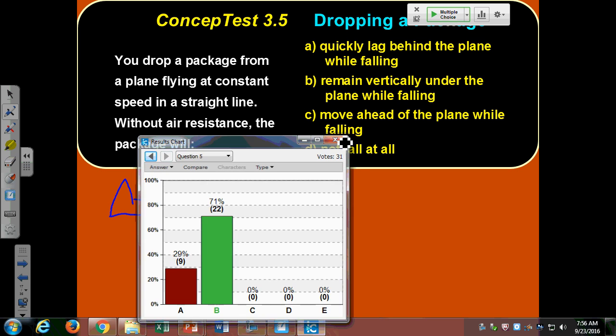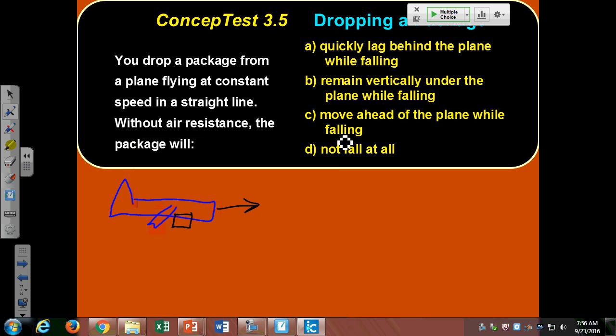Okay, good. It's going to remain vertically under the plane. So as it's traveling along, they both have a certain velocity in the x direction that's equal. And so this thing is going to fall like this, but at the same time, the plane is going to continue going at the same speed. This is just like the cannon and the cart, except it's flipped upside down. So the package will continue traveling in the x direction.